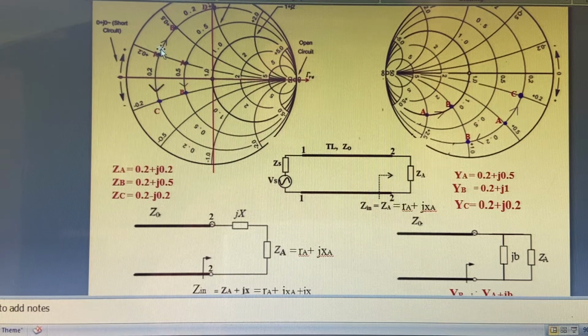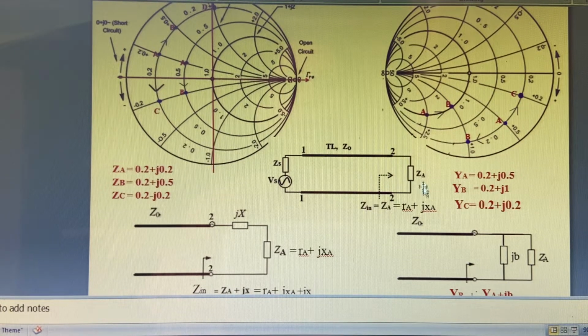It is the intersection of the R is equal to 0.2 circle. This is the R is equal to 0.2 circle, so the real resistance value is written here, 0.2. And you have to take X is equal to 0.2. The X is equal to 0.2 circle is this. The intersection of R is equal to 0.2 and X is equal to 0.2 is the point A. So this is the impedance A. This input impedance between the terminal 2 is equal to Za, that is marked on the Smith chart as shown in this figure.